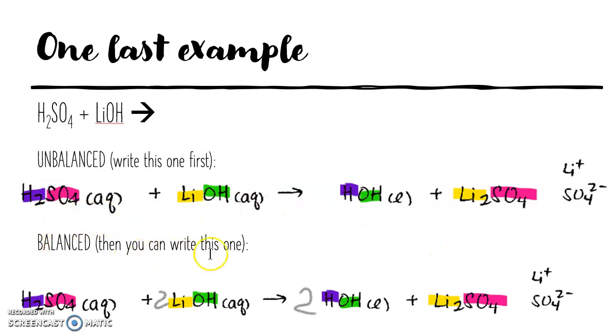Then you can write a balanced equation. You've got 2 hydrogens, so we need to put the 2 in front of there. That's going to double my hydroxide ions, and so that's why I needed 2 right in front of the LiOH. And you can also see that there's 2 lithiums there. That needs to be balanced by that 2 as well. All right, so that is it for writing acid and base neutralizations.